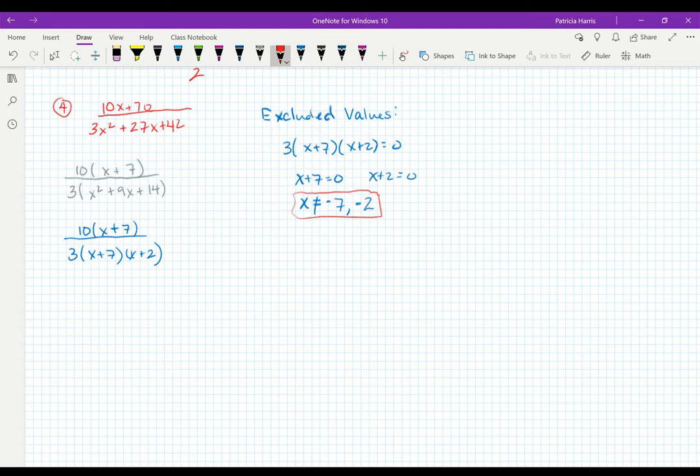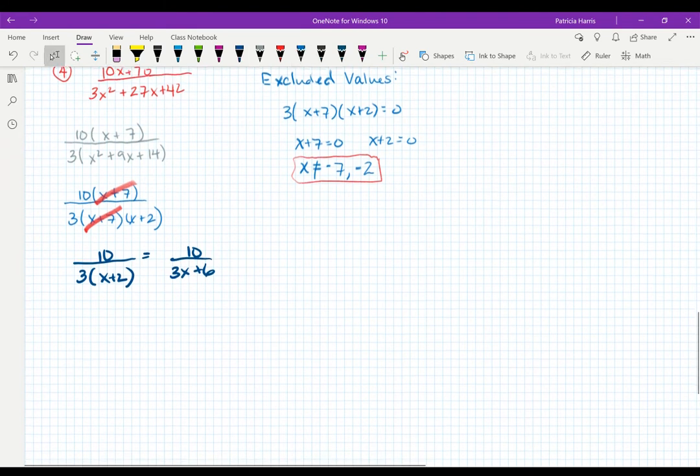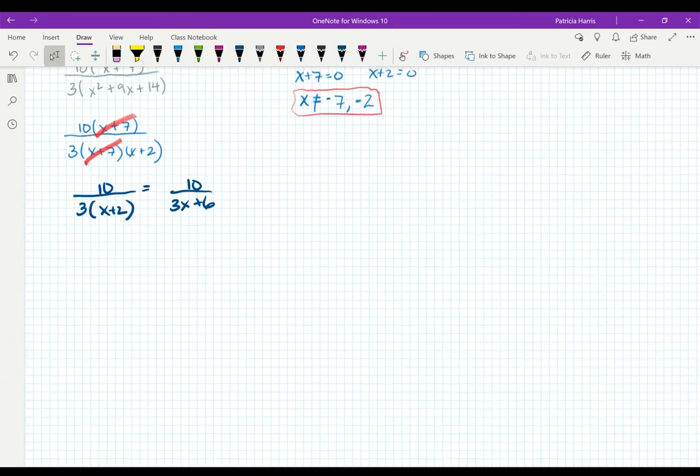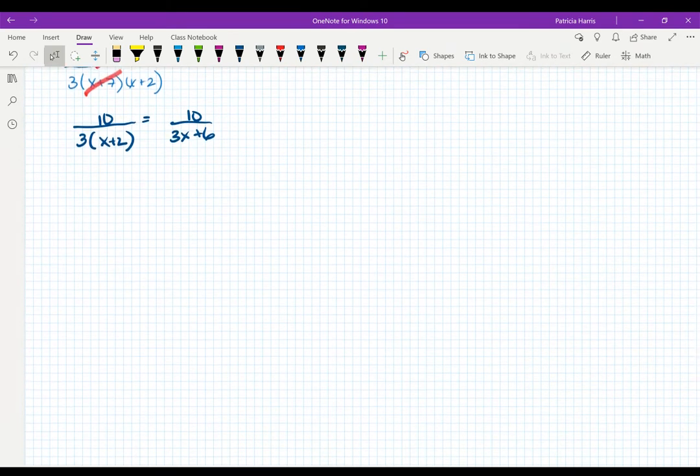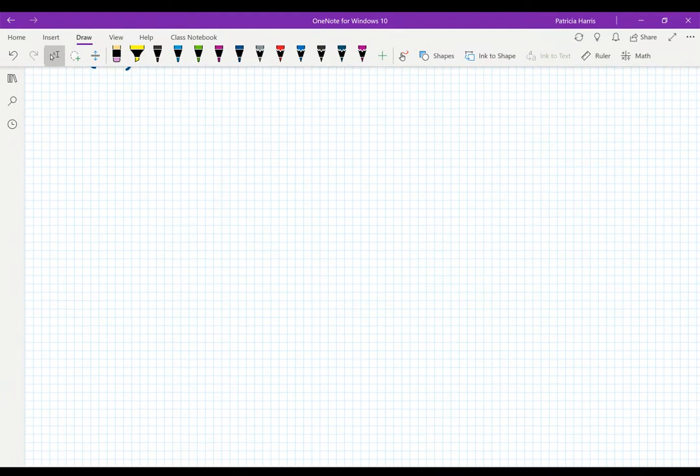So the last step is to reduce. Once you have it factored, the reducing is literally just matching something on the top and on the bottom. So there's your 1. So your answer is 10 divided by 3 times the quantity x plus 2. And then an equivalent answer would have that 3 distributed like that. Okay? All right, let's try another one. Again, the more solid your factoring skills are, the easier this is. Okay? So that was example 4.